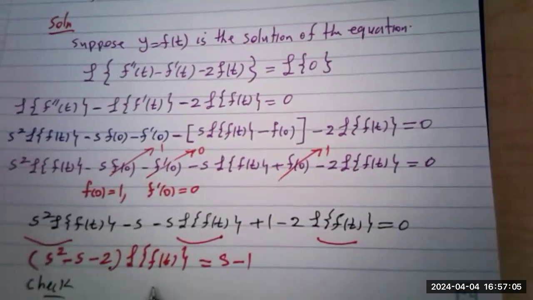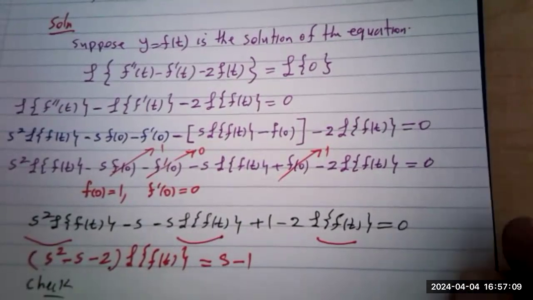Now we solve for the Laplace of f of t. You divide both sides by s squared minus s minus 2.